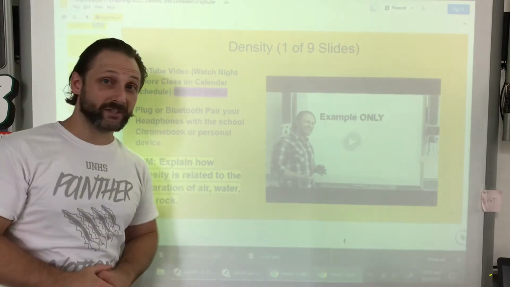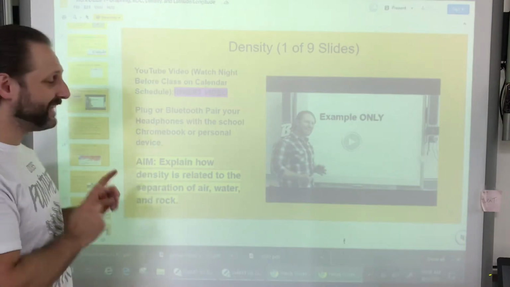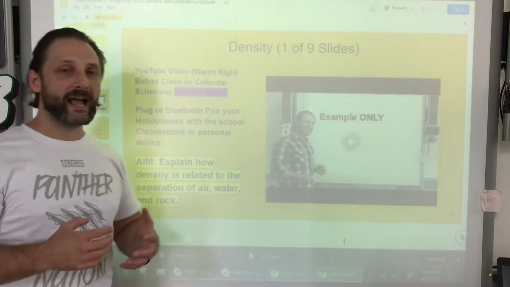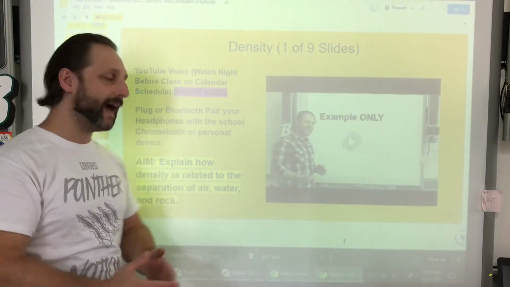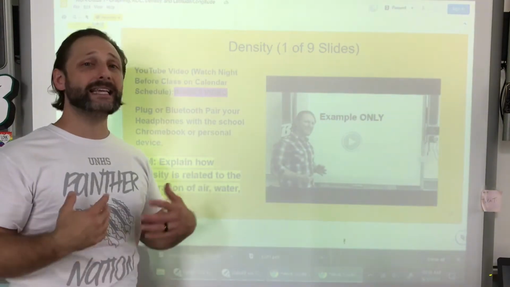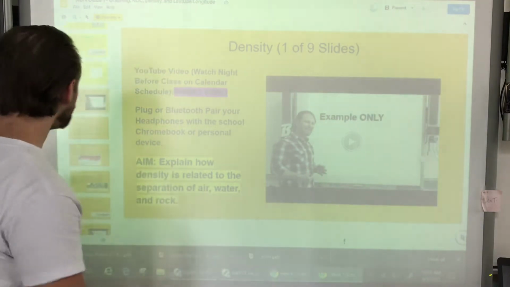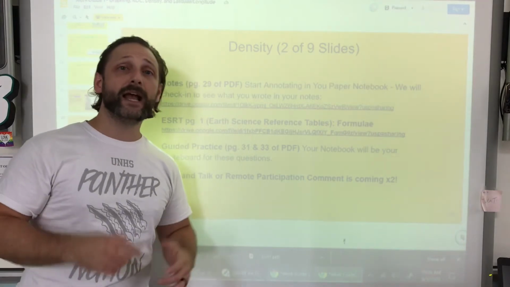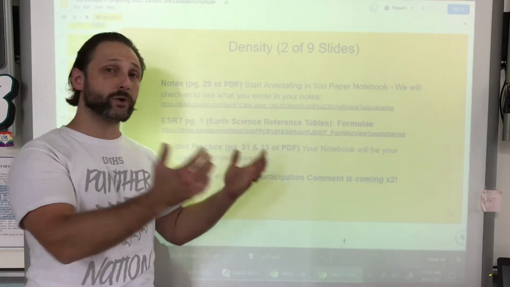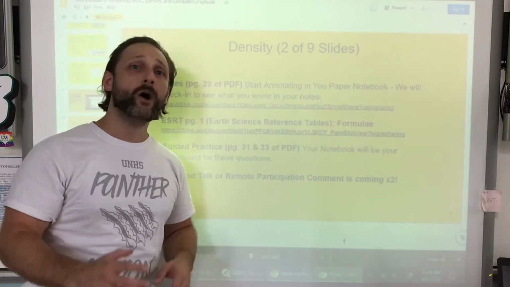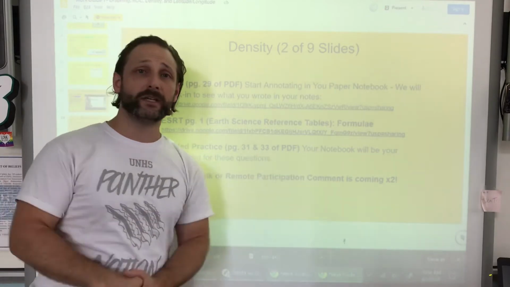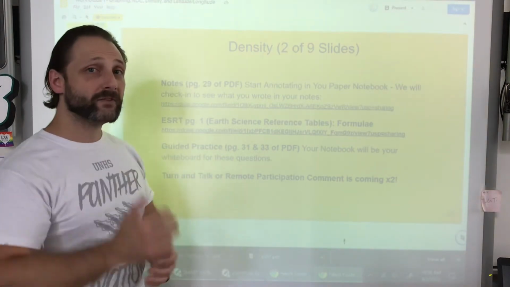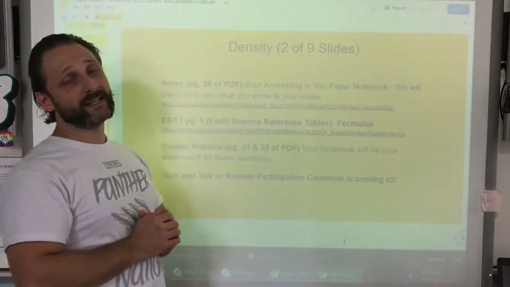The aim for this topic is going to be explain how density is related to the separation of air, water, and rock. So we're going to focus on how we can take this and elaborate on it later. Open up this link, go to page 29 in the PDF, and start to annotate. Maybe if you have a Google Doc open that you're taking your notes on, or you have your physical notebook that I'm hoping you have, you can start taking some annotations. Begin to read that now. Go ahead and pause and come back in a moment.